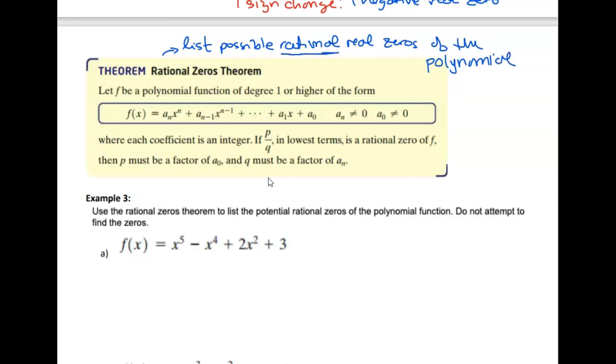Alright, so it's still limited. Rational means anything that can be written as a fraction, so p over q. This will miss any real zeros that are irrational, like anything with a square root in it. If there is a zero like square root of 2 minus 5, then this theorem will not find that real zero. But it will find anything that's rational, like 1 over 2, or 2 over 1, or 3 over 2. Anything that can be written as a fraction, you can use this theorem to find those roots.